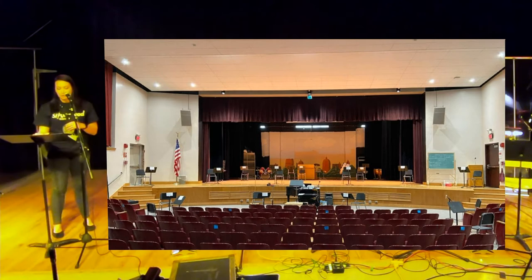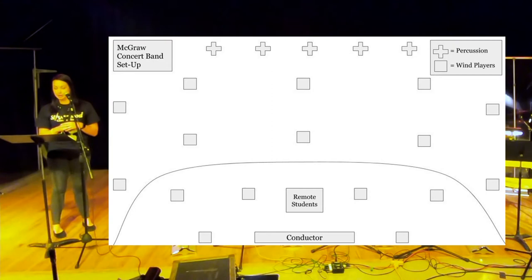So I don't have a band room, and that's something that has always been the case, which has worked to my benefit in this situation. So I rehearse in the auditorium. Even with a large space, though, it wasn't possible for me to teach all 40 of my students at one time. You can see up here that there's a picture of my layout. Thankfully, I have a really large and deep pit. So between my pit and the stage, I'm able to fit 16 wind students and 5 percussionists in a rehearsal at one time.